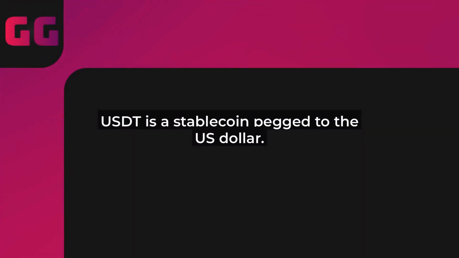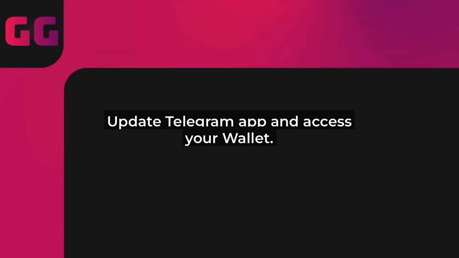Today, we're tackling something super practical. How to transfer USDT from your Telegram wallet in 2025. If you're new here, USDT, or Tether, is a stablecoin that's pegged to the US dollar, making it a reliable choice for crypto transactions without the wild price swings. With Telegram's wallet feature evolving rapidly, transferring USDT has become even easier and more secure.